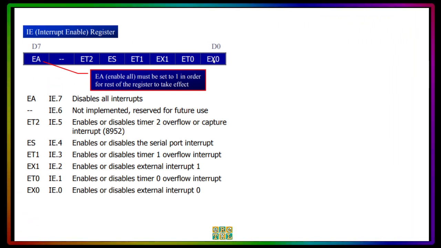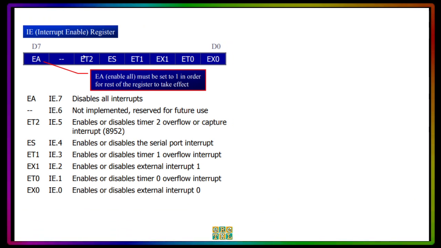So these are the interrupts that we can use. Again, we have external interrupt 0 or EX0, external interrupt 1 or EX1, timer 0 interrupt or ET0, timer 1 interrupt or ET1, and the serial interrupt or ES. We also have the timer 2 overflow or capture interrupt, but this is only applicable to the 8952. And then we have IE.6, which is not implemented, so you can put 0 or 1 there but it's not really used. And EA is the most important.